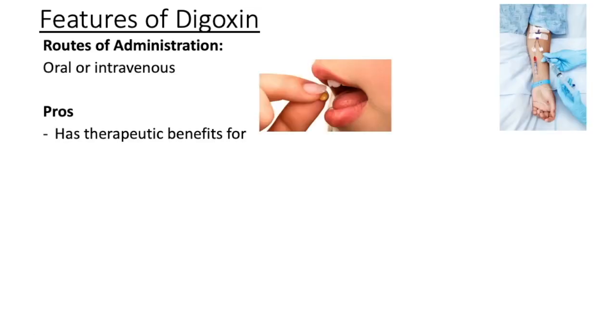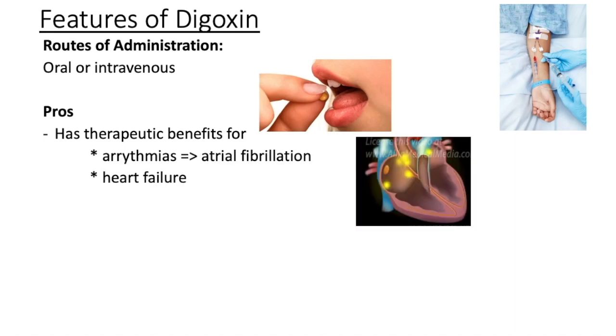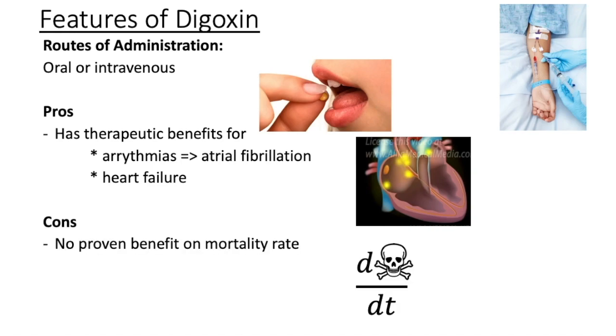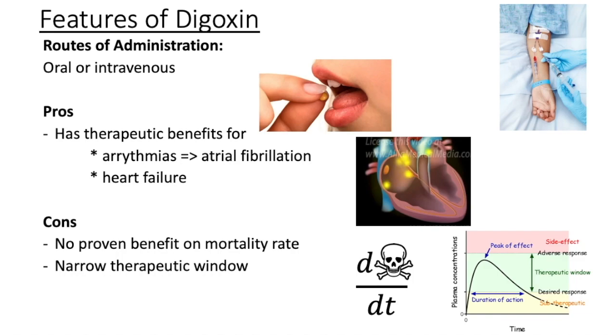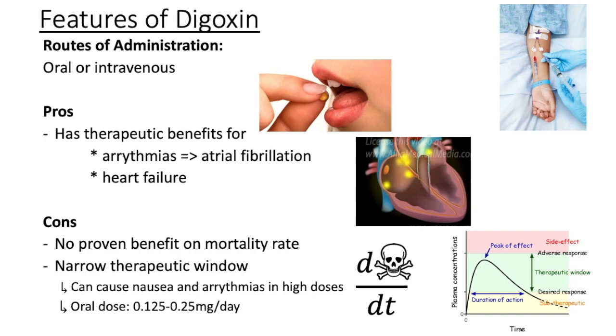Digoxin has been proven to have therapeutic benefits for various arrhythmias, most notably for atrial fibrillation, as well as heart failure. However, digoxin has no proven benefit on mortality rate and has a narrow therapeutic window due to its ability to induce adverse side effects when taken in high doses. Side effects may range from nausea to induced arrhythmias. For patients prescribed with digoxin, oral dosage should be between 0.125 to 0.25 milligrams per day, and plasma concentration should be maintained to be 0.5 to 0.9 nanograms per milliliter.